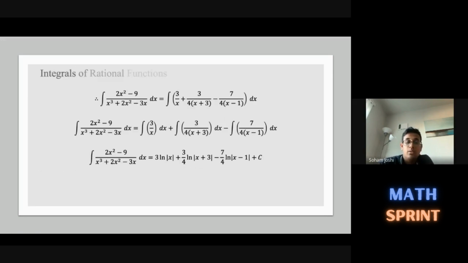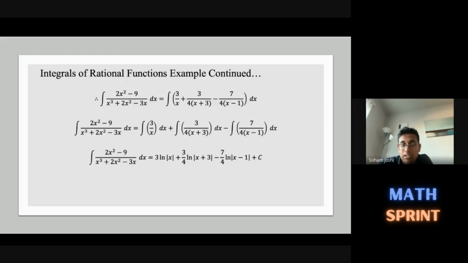Okay, so we have A, B, and C. We plug them into our integral. We discover that (2x squared minus 9) by (x cubed plus 2x squared minus 3x) has an equivalent form of 3 by x plus 3 by 4(x plus 3) minus 7 by 4(x minus 1). So now these functions can be integrated separately.